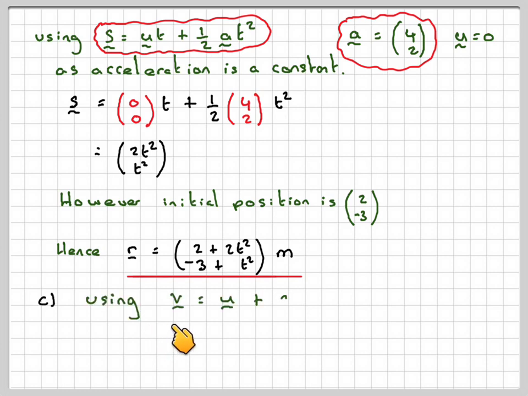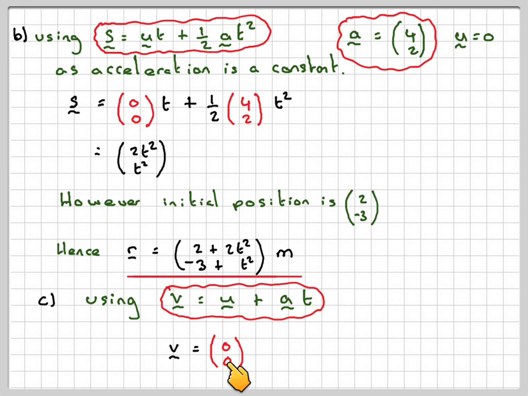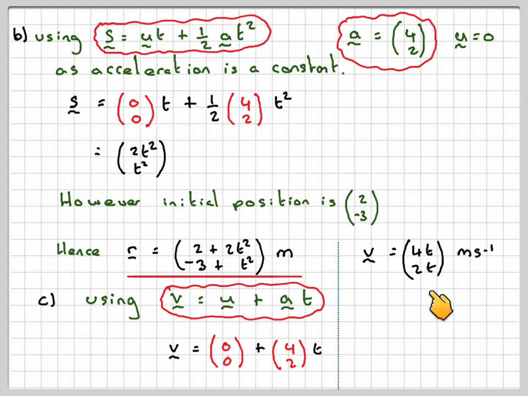Now if we use that v is equal to u + at, again we can use that because we've got constant acceleration. The initial velocity is 0, and the acceleration is 4, 2 from up here, times t, and therefore that will give me 4t, 2t meters per second.